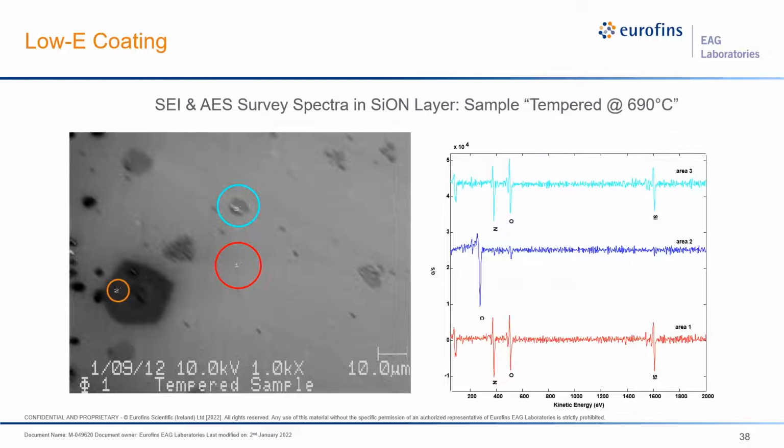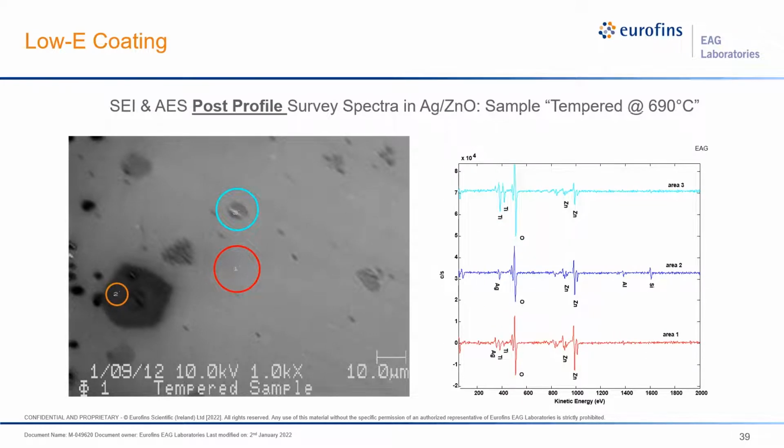When we look at the area at the end of the profile, at the silver zinc interface, and look at these 3 areas, we see 3 different spectra. So this area, which is the field zone, is giving us the zinc, oxygen, titanium, and silver, as we saw in the depth profile.